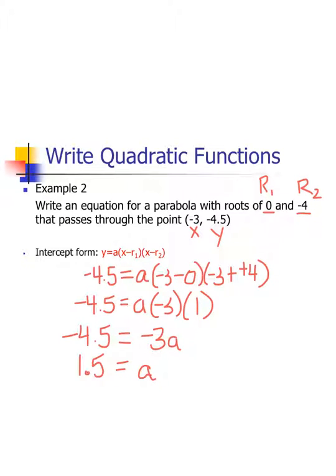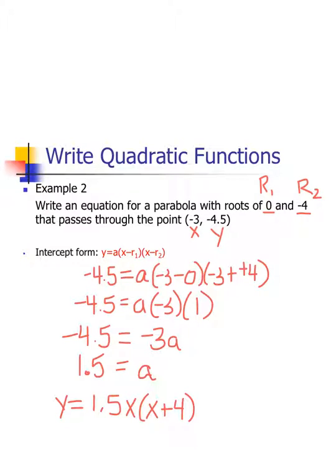Okay, so if we were to write that back into intercept form, we would have y equals 1.5, and then we'd have our factors. Because we have x minus 0, that's the same thing as just x. So we could just put x, and then in the second parenthesis, we would have x minus a -4, which is the same thing as +4. So we could stop there.